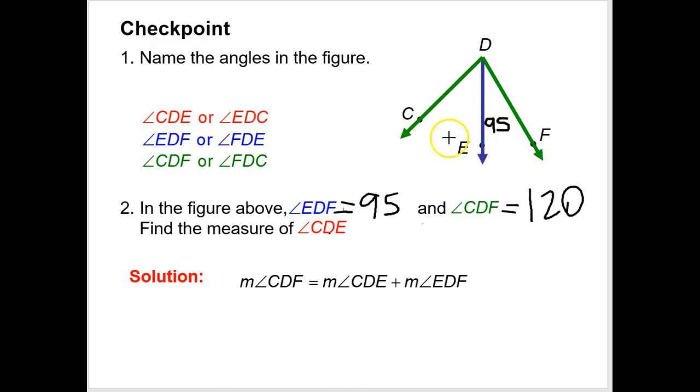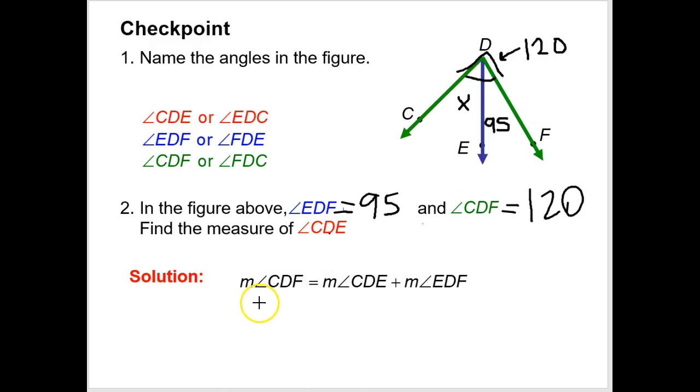And we've got CDF, so the whole thing, you can write it like that, is 120. So chunk plus chunk equals total, but we don't have this chunk. The way you say I don't know in math is x. So x, or a mystery number, plus 95 is 120.